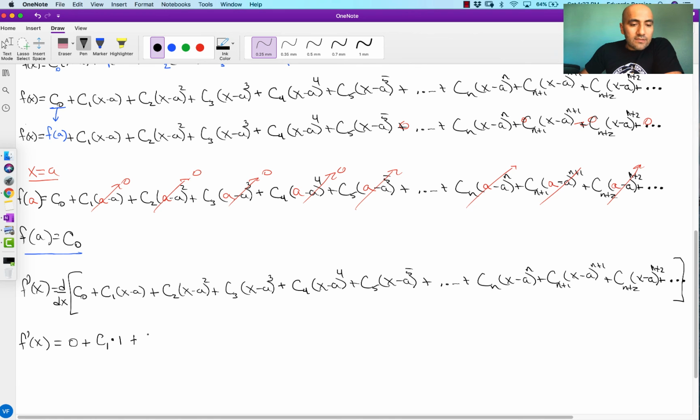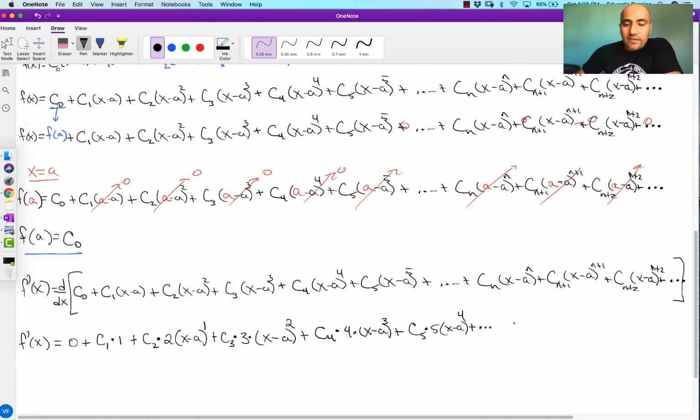Plus, okay, the next term, we have a c sub 2 times, and then we bring down that 2, and then we end up with a power of 1, so that'll become x minus a to the power of 1, plus c sub 3, we bring down that 3, becomes times 3, times x minus a to the power of 2, plus c sub 4, times 4, times x minus a to the power of 3, plus c sub 5 times 5, x minus a to the power of 4, plus dot, dot, dot, dot, dot.